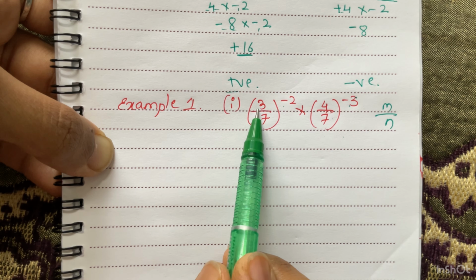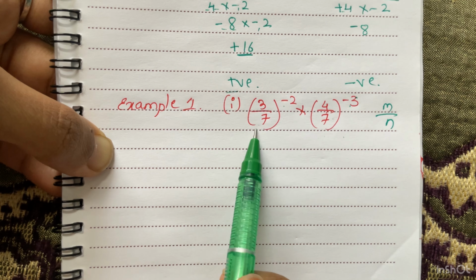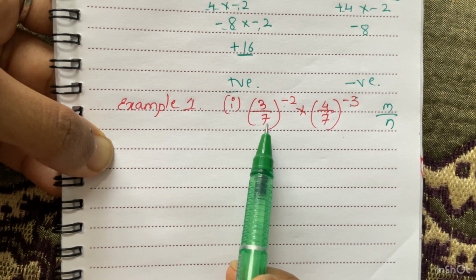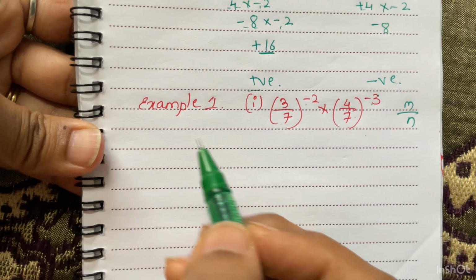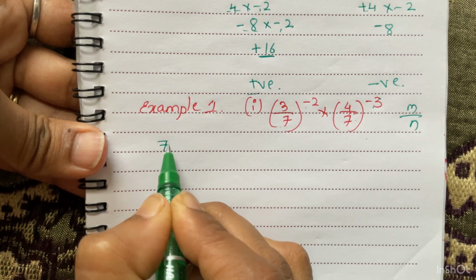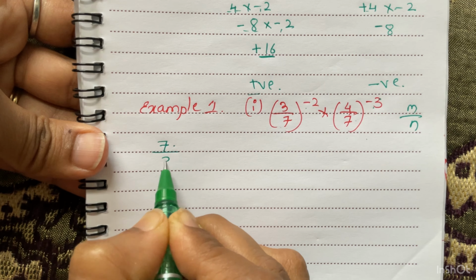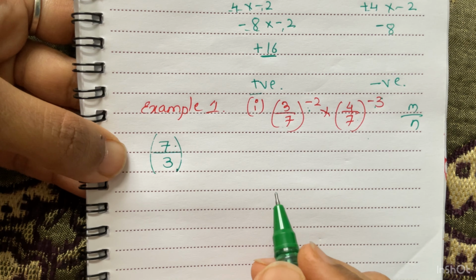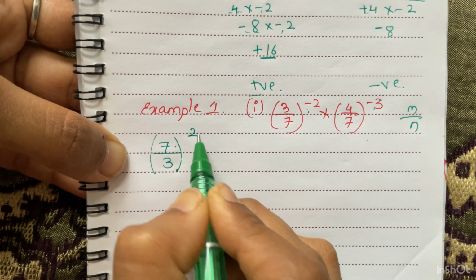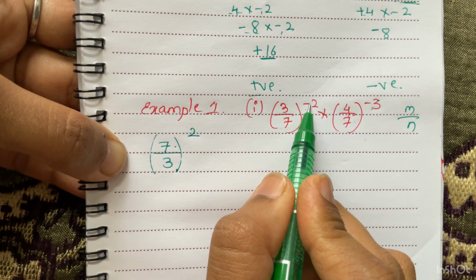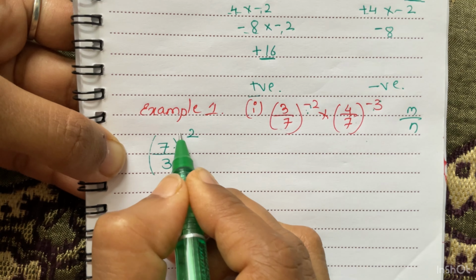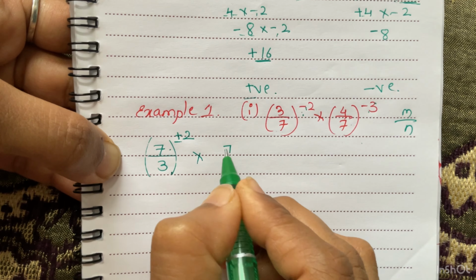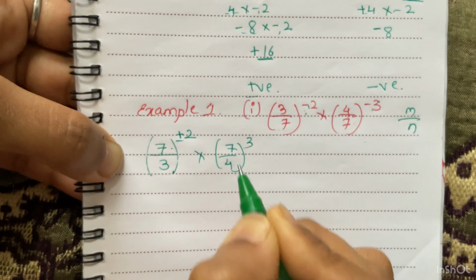To take the reciprocal, we exchange the places. 3 is in the numerator, I'll send it to the denominator, and 7 is in the denominator, I'll send it to the numerator. So after the exchange, 7 comes to the numerator and 3 comes to the denominator. When we change this, the power changes to the opposite sign. The numerical value of the power remains the same, only the sign changes. It was minus and now it becomes plus. It is not necessary to write the plus sign, as we know that. Now it becomes (7/3) to the power 2 and (7/4) to the power 3.